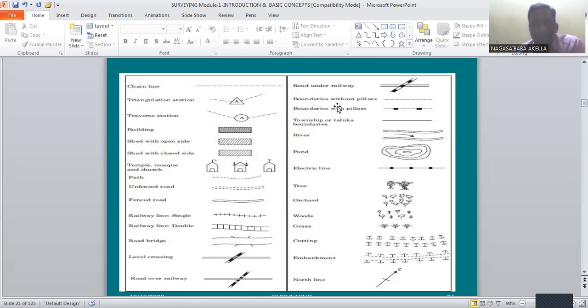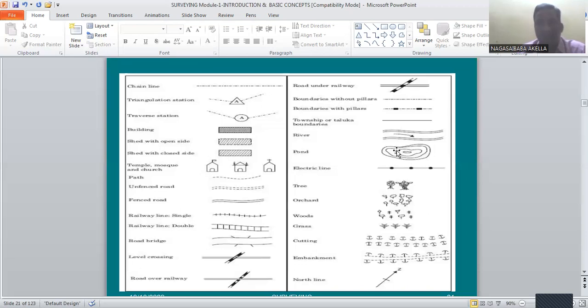Next, boundaries without pillars should be shown like this. Boundaries with pillars are represented in this way. These are pillars. Next, township and river. A river can be represented like this, but the flow direction must be mentioned. In which direction is the water flowing? That arrow mark should be provided in the river.